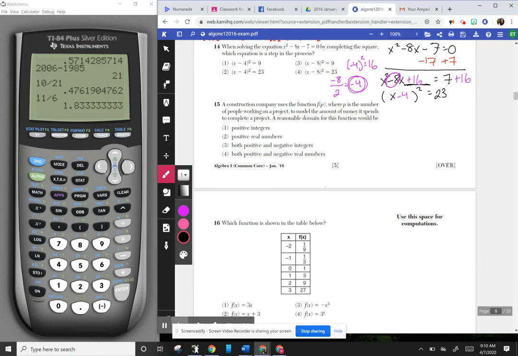And while there is more to the process, this is where we can stop because it didn't ask us to actually solve it by completing the square. It said what is a correct step. So as we can see, we know 2 is the correct step now because that's exactly what I got here. X minus 4 squared equals 23.